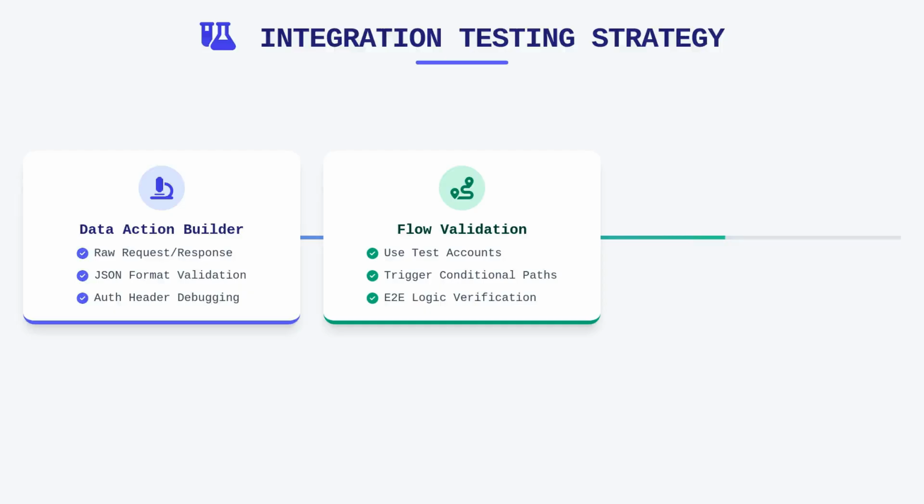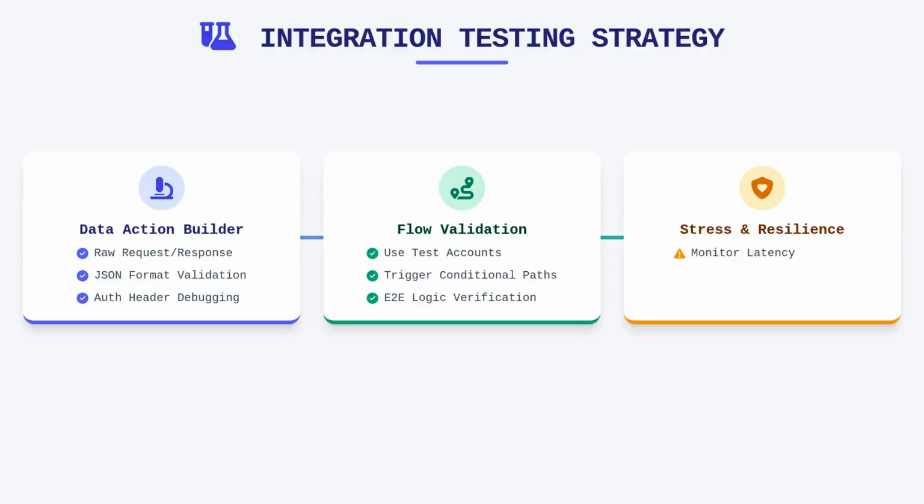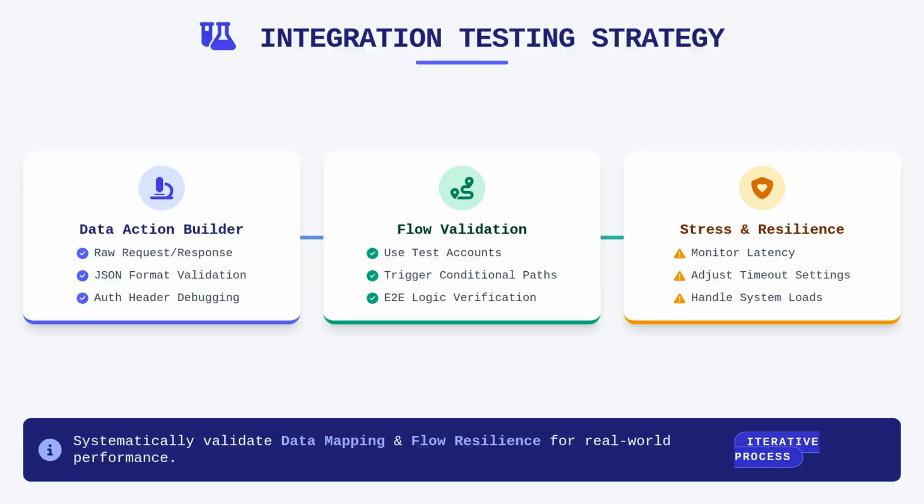Pay close attention to how your flow reacts when the data action takes longer than a few seconds, as the default timeout settings might need adjustment depending on the target system's load. By systematically validating both the data mapping and the flow's resilience to errors, you ensure the integration remains performant under real-world conditions.